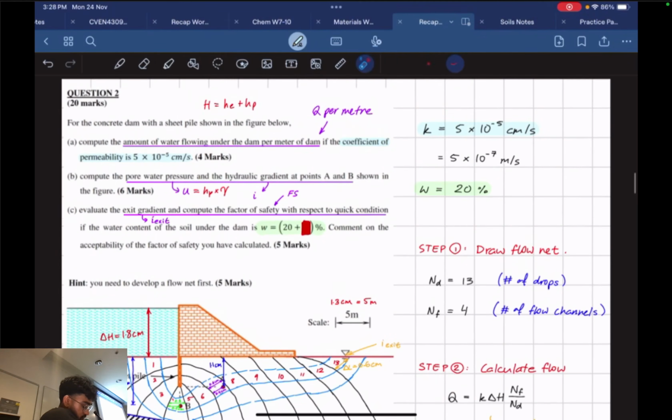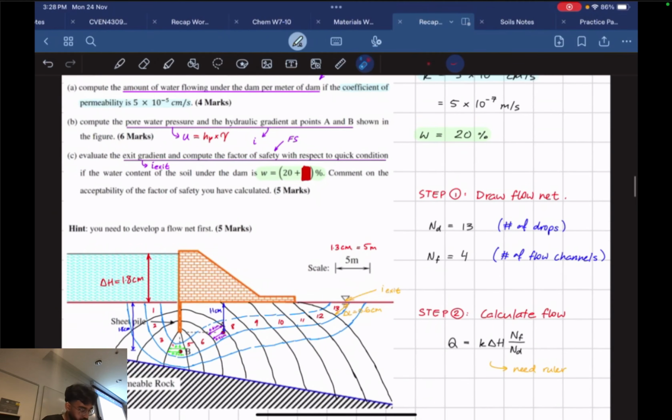Alrighty. And the last question is the exit gradient, which isn't covered that explicitly in the lectures, so that's why I want to go through it really quickly. Because it is something that they could ask you. Okay, so hint. They've given us a hint, develop a flow net first. Usually it's a question of its own, right? And they said hint, but they tell you you're going to get 5 marks, right? Which is kind of stupid the way they worded the question.